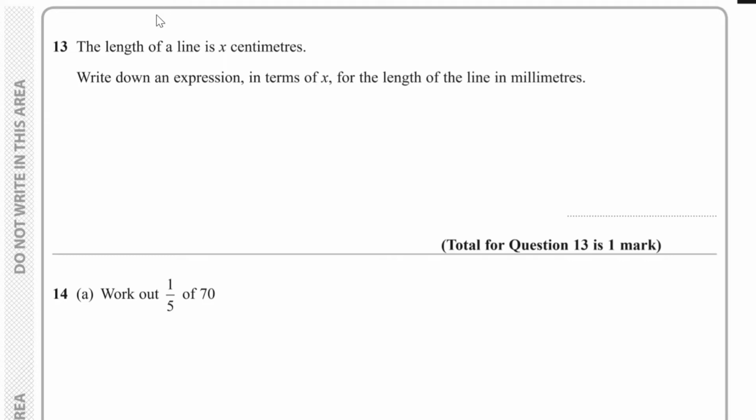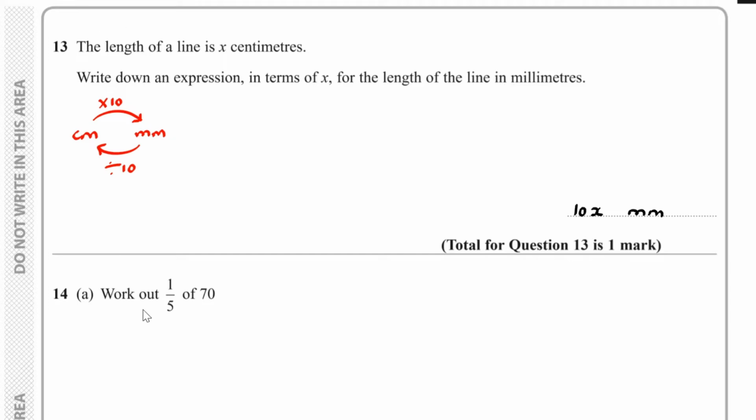Question number 13. The length of a line is x centimeters, and we have to write an expression in terms of x for the length of the line in millimeters. Well, here, to go from centimeters to millimeters, we have to multiply by 10. And millimeters to centimeters, we would have to divide by 10. So therefore, if the length is x centimeters, multiplying this by 10, we see that the length of the line will be 10x millimeters.